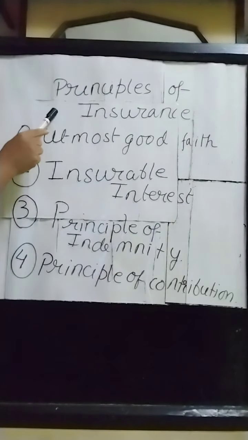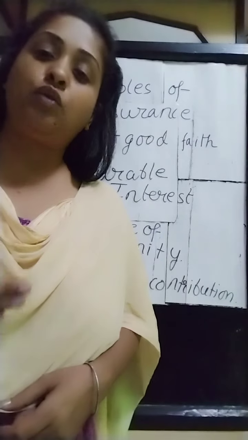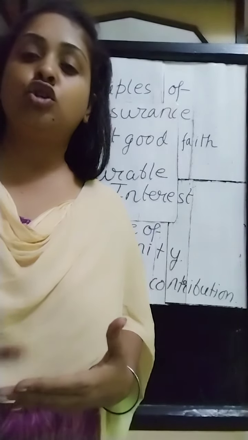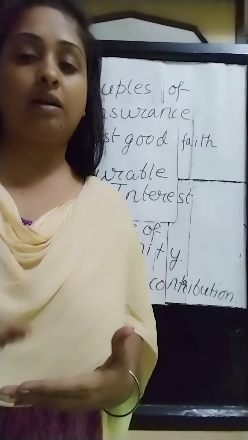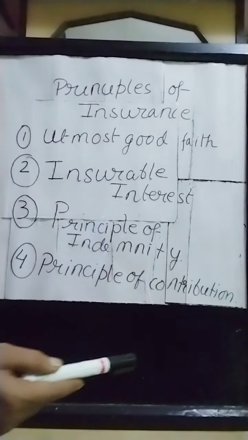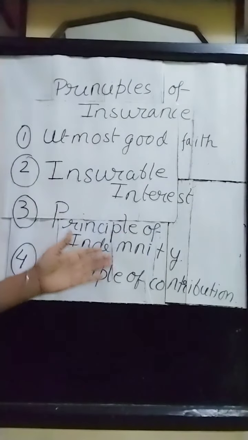It contains almost 7 points in this answer. You need to explain the 7 points one by one. What are the different principles that insurance should follow? There are 7 points. So first I will explain in this video the 4 important points, and the remaining 3 points I will complete in my next video. So let me start with one.